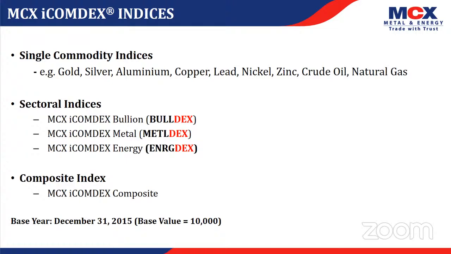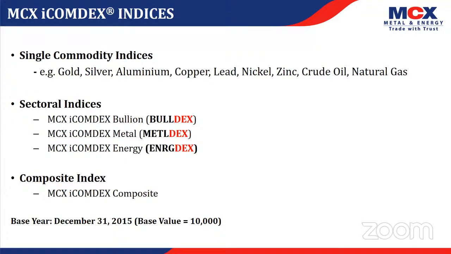Now, based on these single commodity indices, weightages are assigned to them, and we have sectoral indices. Like we have the MCX iComdex Bullion Index, which is called Bulldex. It gets its value from the underlying single commodity indices. A weightage is assigned to gold index and silver index, and then this bullion index is formed. In turn, these gold and silver indices get their value from the underlying futures contract. So from the gold 1 kg near month contract, the gold index value will be defined. Silver index gets its value from the near month contract of the 30 kg silver futures contract.